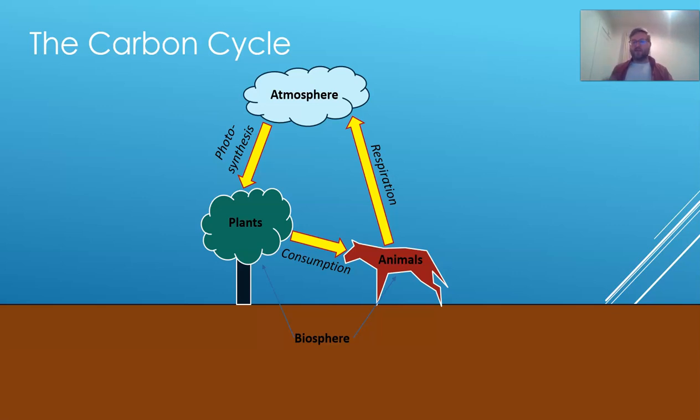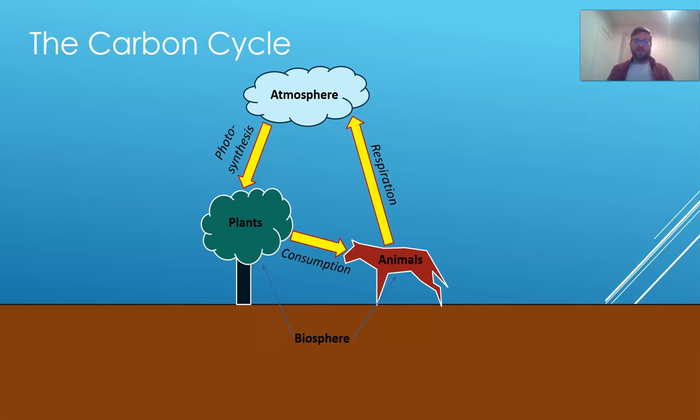Then that carbon moves through the biosphere from plants into animals through consumption. Animals eat the plants, or they eat animals that have eaten plants, or they eat something that has eaten something that has eaten a plant, etc. So all of that carbon moves from the plants up through all the different animals in our biosphere through consumption.